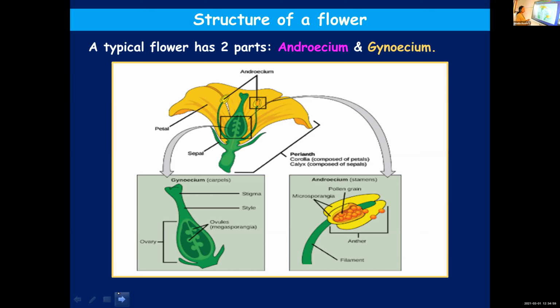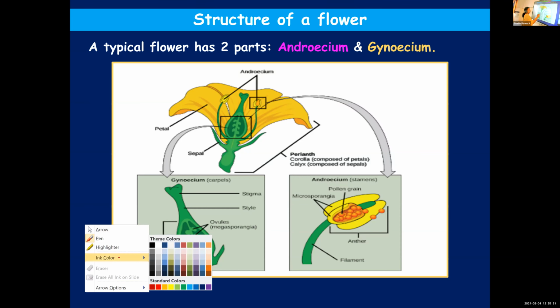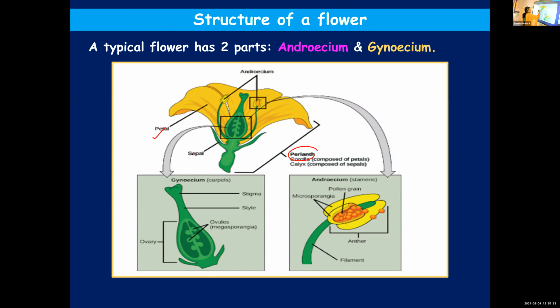Here you can see, as we already discussed, these parts: petal, sepal, and perianth, which includes corolla. Corolla is another name for petals. Calyx is the other name for sepals, and corolla and calyx together we can call perianth. So corolla, which consists of petals, and calyx, which consists of sepals, together we call perianth.